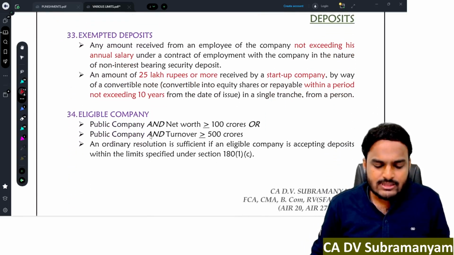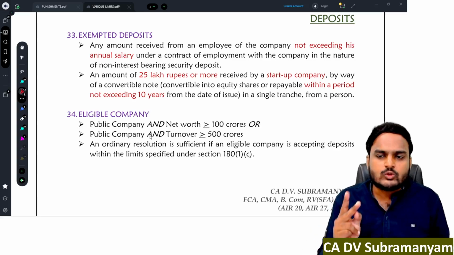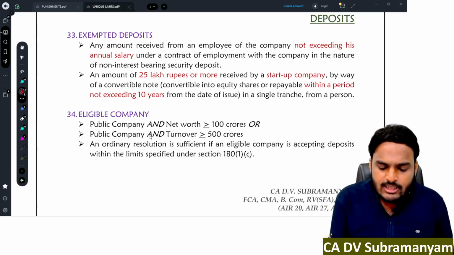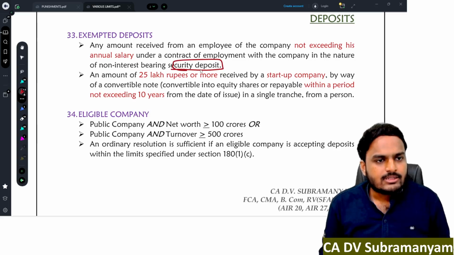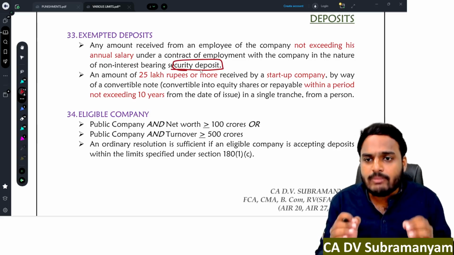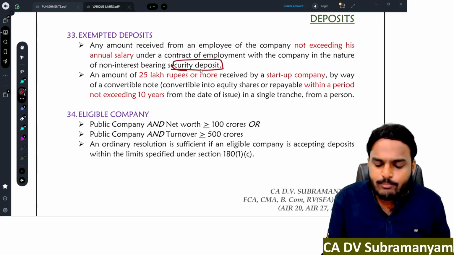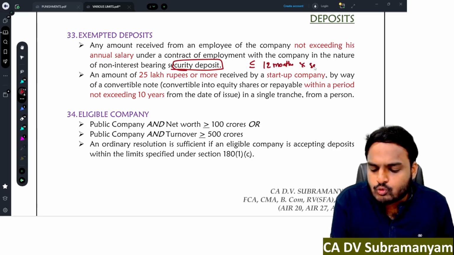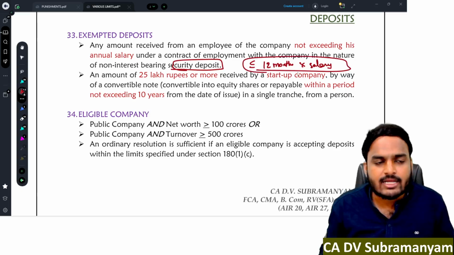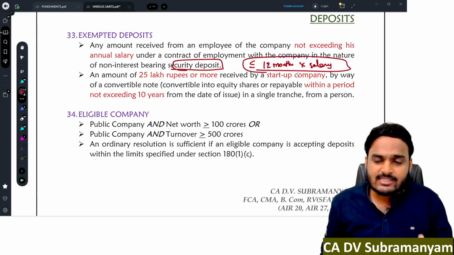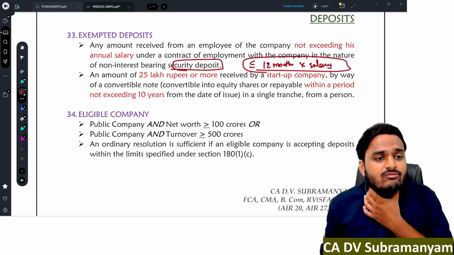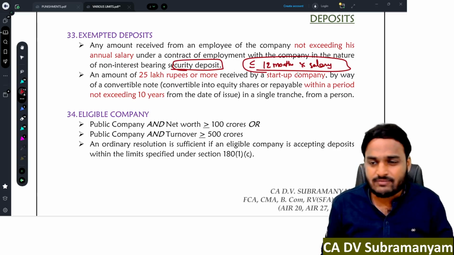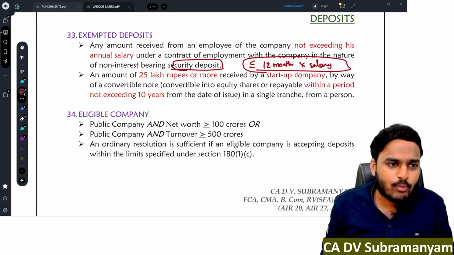Next one, deposits. In exempted deposits, you will find only two categories with limits. One is security deposit from employee. Security deposit from employee will not be considered a deposit if that security deposit is up to 12 months salary. Exceeding 12 months salary, then it is a deposit. And this should be a non-interest bearing security deposit, that means the company should not pay any interest on it. If these two conditions are satisfied, then it is not a deposit.